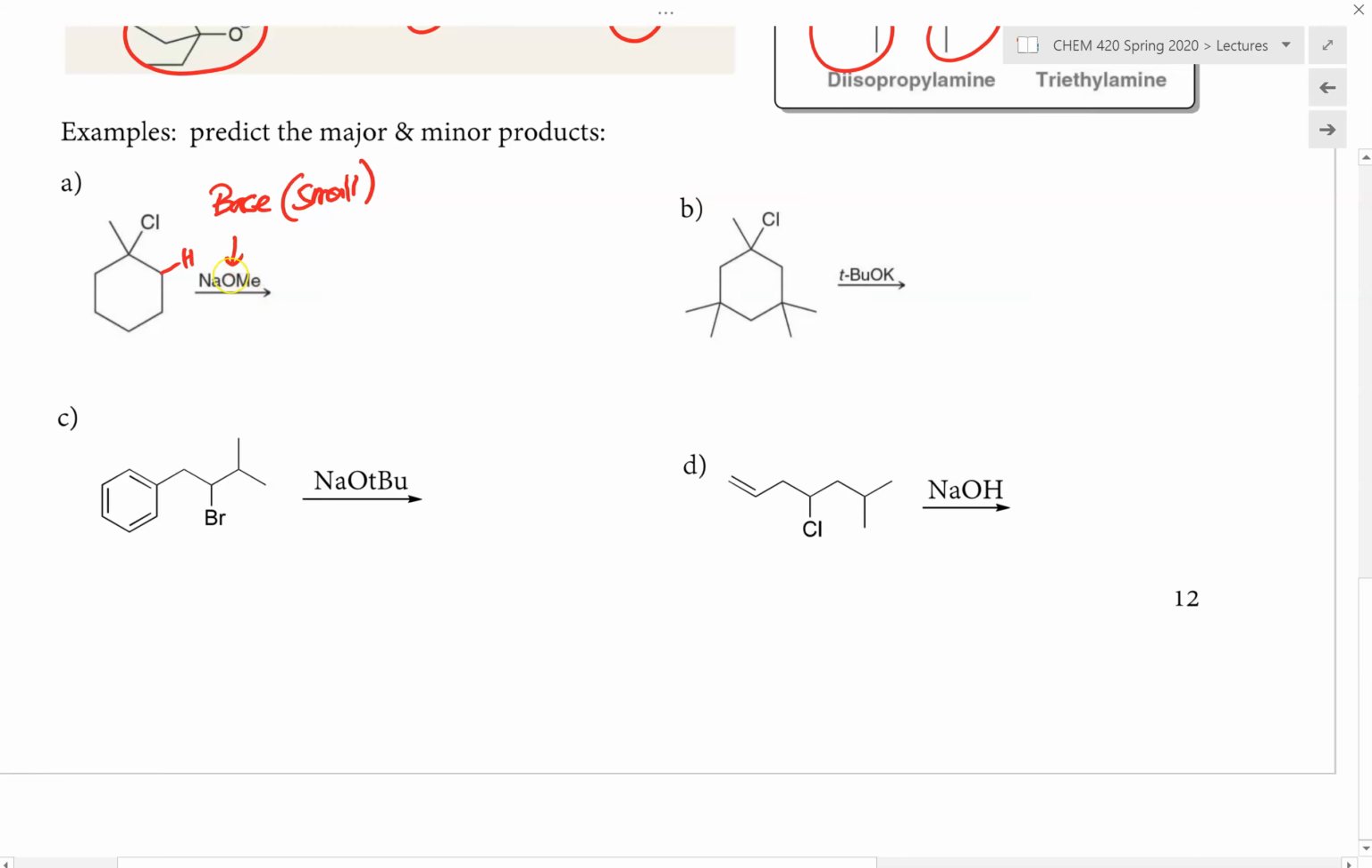So the base will come in, pick this up, and the electrons come in here to form the double bond between these two carbons, and kick off the leaving group. So in this case, the major product will be the product where we have this alkene right here. And the minor product would then be the Hofmann product. So this would be the Saytzeff product.